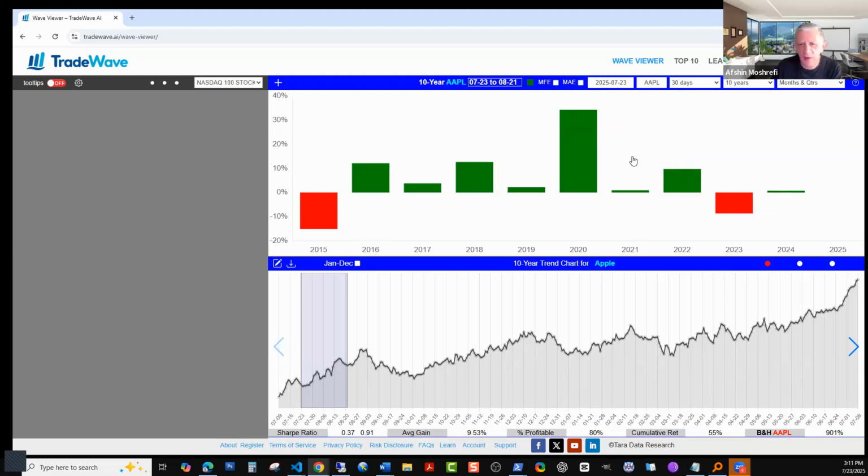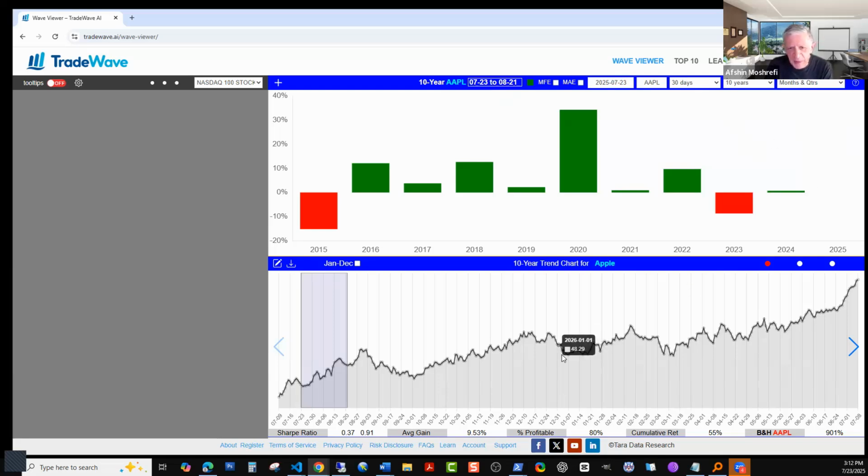So this is what Wave Viewer does. It just gives you the percentage of gain and loss for any date range. And in order to enter a date range, you have to enter the starting date and the number of days that you want to hold it, and it calculates what the end date is. See, that is the start date, and then in this case, 30 days later, the end date is August 21st.